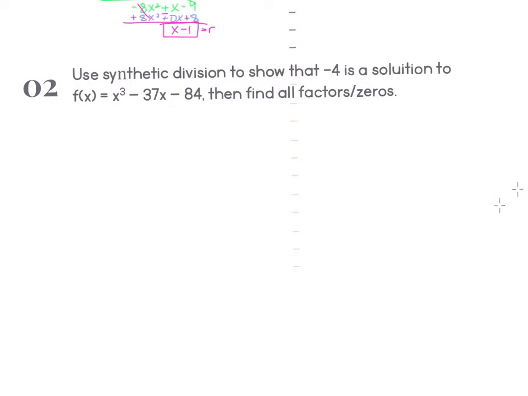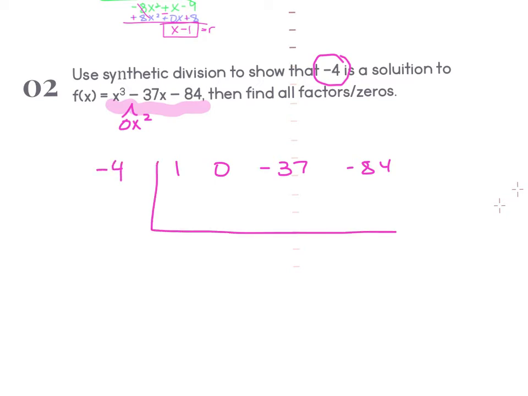So I'm going to divide. First of all, I'm going to look at what I'm dividing into. There is a term missing here, the x squared. So I do a 0x squared. Then I'm going to list all my coefficients. This is 1, this is 0, this is negative 37, this is negative 84. And then it doesn't say x minus 4. That's when I would change the sign. It says x is negative 4. So I put the negative 4 on the outside. Draw your little L box. And then start dividing synthetically.